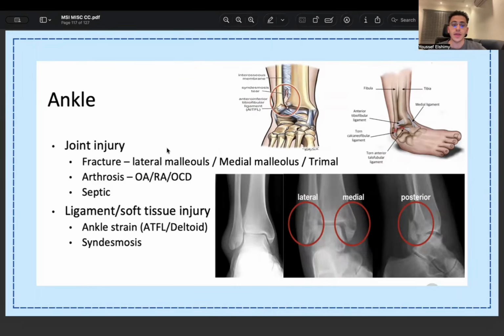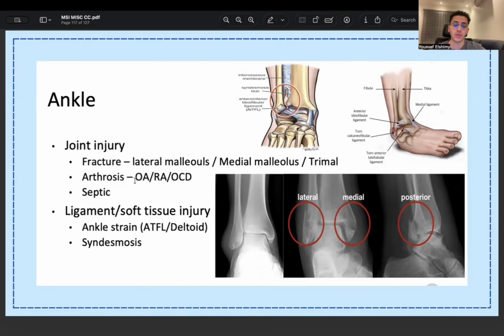Moving on to the ankle. So, also joint injury and ligament injury. We could have fractures to the lateral malleolus or the medial malleolus or trimalleolar. Trimalleolar includes the medial malleolus, the lateral malleolus, as well as the posterior malleolus. So the medial malleolus comes from the tibia, as well as the posterior malleolus comes from the tibia, and the lateral malleolus comes from the fibula.